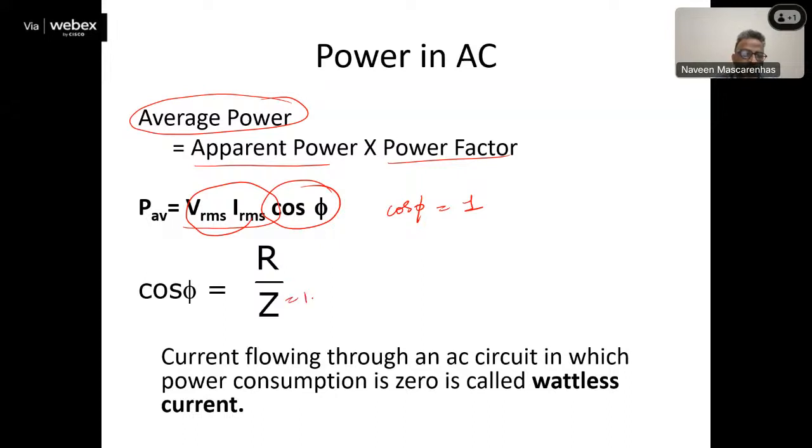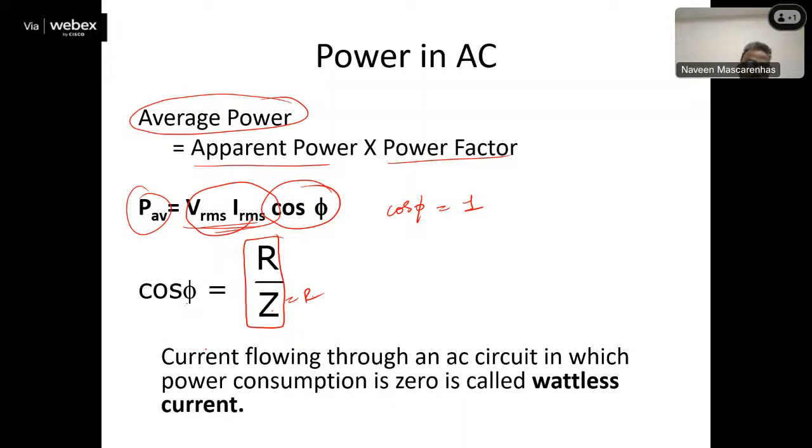because Z is equal to R at resonance. Cos phi can always be calculated using the formula R by Z also. And Z is equal to R at resonance. Therefore, cos phi is unity, and the average power is the maximum power dissipation by a resistor, no? Vrms into Irms. That's what we know. Power in a pure resistor, average power in a resistor, V0 I0 by root 2 we said, which is nothing but Vrms into Irms.